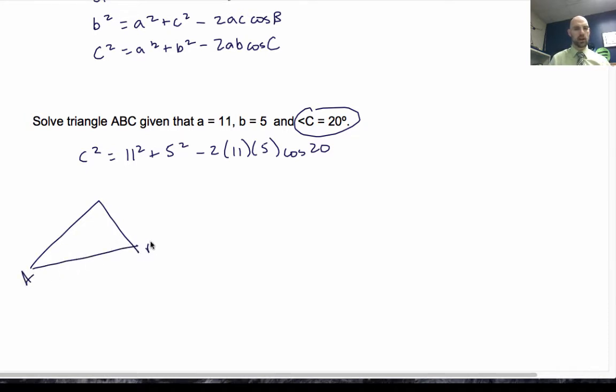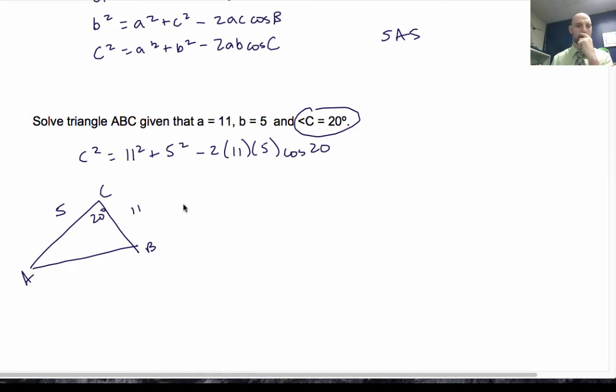If I've got triangle ABC, and C is 20 degrees, this is obviously not to scale. I don't know A or B as angles, but I have C, which is 20, and I have a, which is 11, and b, which is 5. This is a side-angle-side case. So one of the cases we can use is side-angle-side. And I guess I should have led with this: why can't we use the law of sines? Well, I have this angle 20, but I don't have the opposite side. So you want to try to use the law of sines if possible, but if you can't, then you're going to need to switch to the law of cosines.